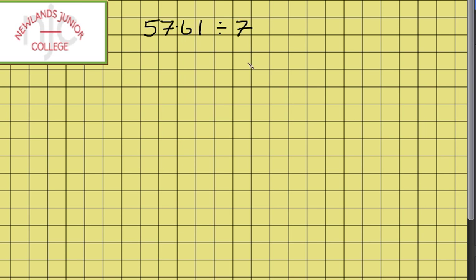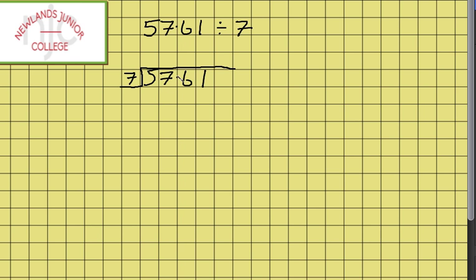Okay, now you may have seen the previous video where we were multiplying decimals, and this works in exactly the same way. It's all about how you set it up. So let's set it up as we would set up any other division question. We're starting with 57.61 and we're dividing it by 7.